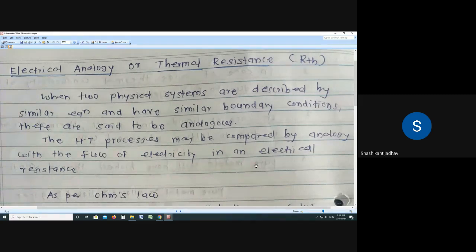So write down what is meant by electrical analogy. Write down: when two physical systems are described by similar equations and have similar boundary conditions, these are said to be analogous.